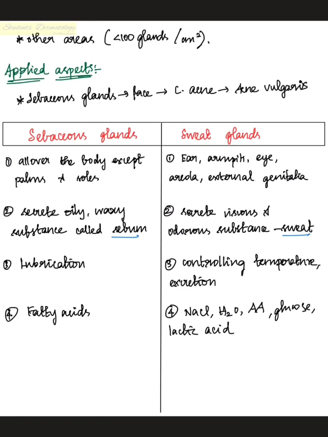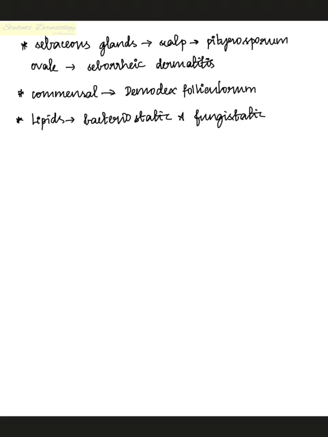The sebaceous glands mainly help in lubrication and contain fatty acids, whereas the sweat glands play an important role in thermoregulation, and also contain sodium chloride, water, amino acids, glucose and lactic acid. Sebum also supports the growth of Pityrosporum ovale and so plays an important role in seborrheic dermatitis, and it also supports the Demodex folliculorum mite, and the lipids are both bacteriostatic and fungistatic.